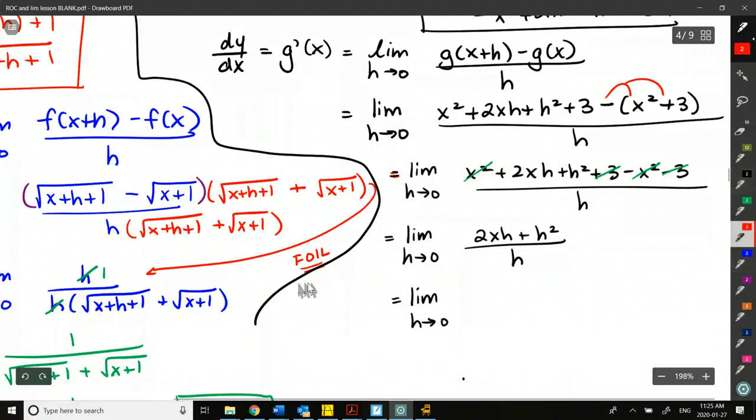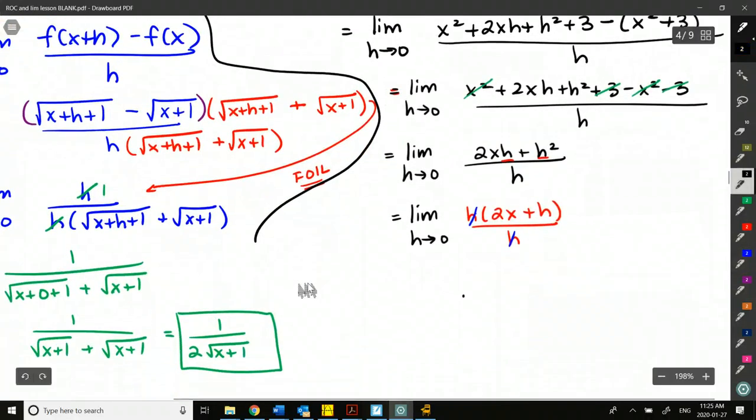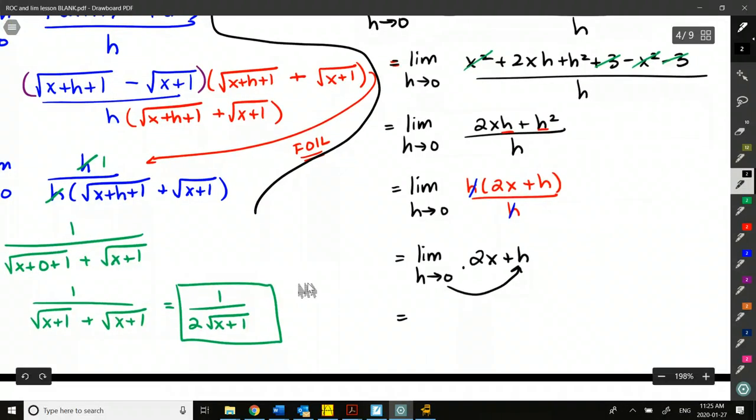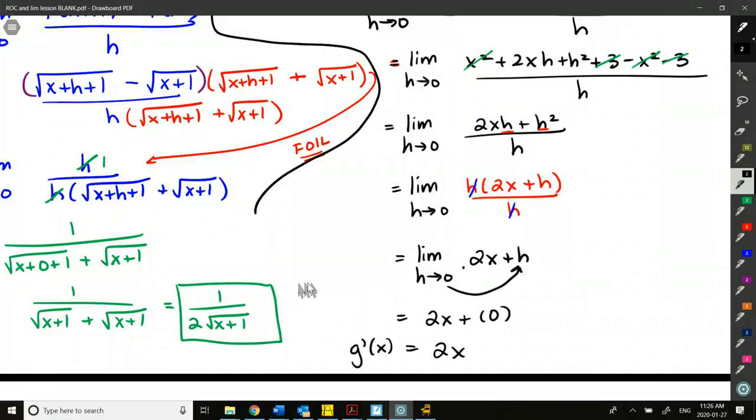So common factor the h on top. There's an h here and an h here. We're left with 2x plus h all over h, and then the h's will reduce with one another. Basically what we have is just 2x plus h, and I can sub in 0 for h now, and I don't get indeterminate form. That's the goal. Drop your limit notation when you sub in that 0, and now we know that g prime at x, or the derivative, which is the equation for the slope of the tangent anywhere on this function, is 2x.